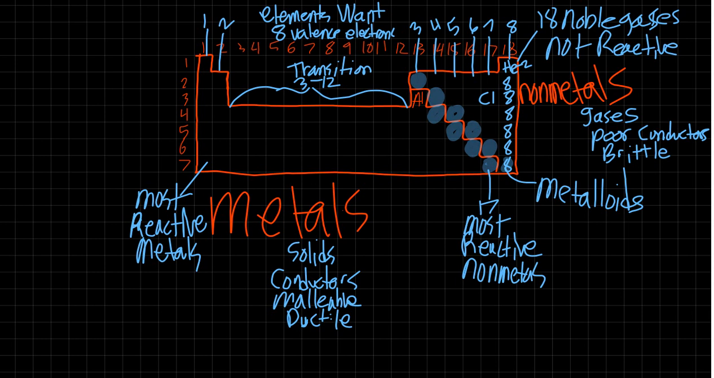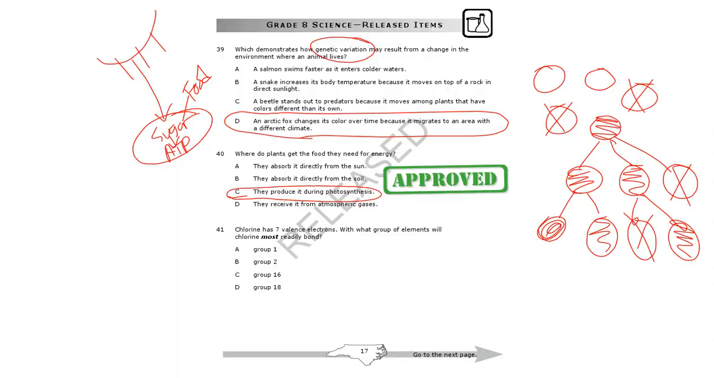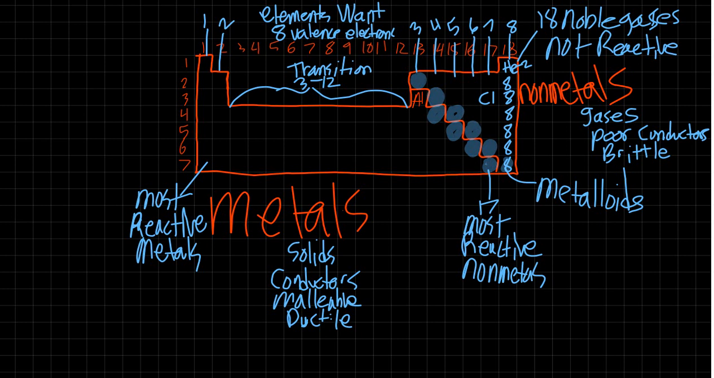So let's go back to the question. Chlorine has 7 valence electrons. Which group of elements will chlorine most readily bond with? Group 18 has 8 valence electrons. 16 has 6 valence electrons. 2 has 2, and group 1 has 1 valence. So the question is, which one of these will bond with chlorine to give it a total of 8 valence electrons? Feel free to copy any of this, pause the video, do what you need to do.